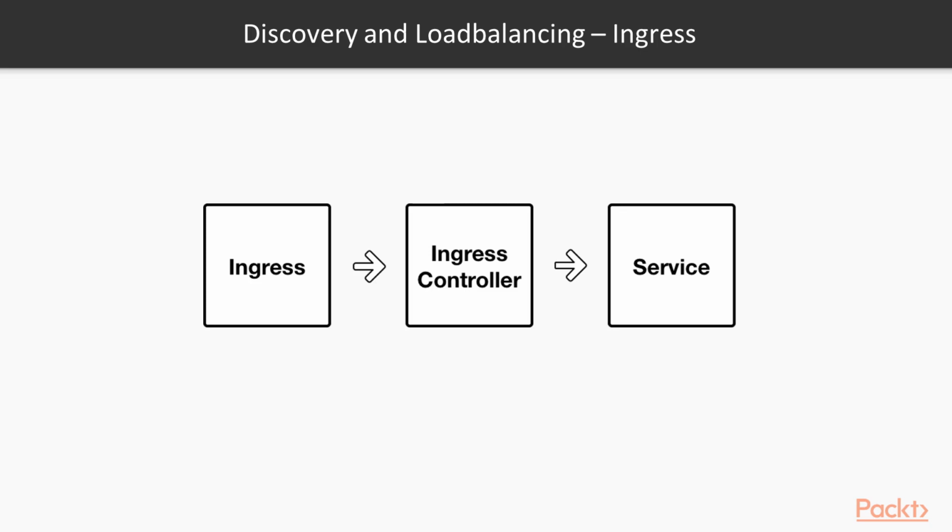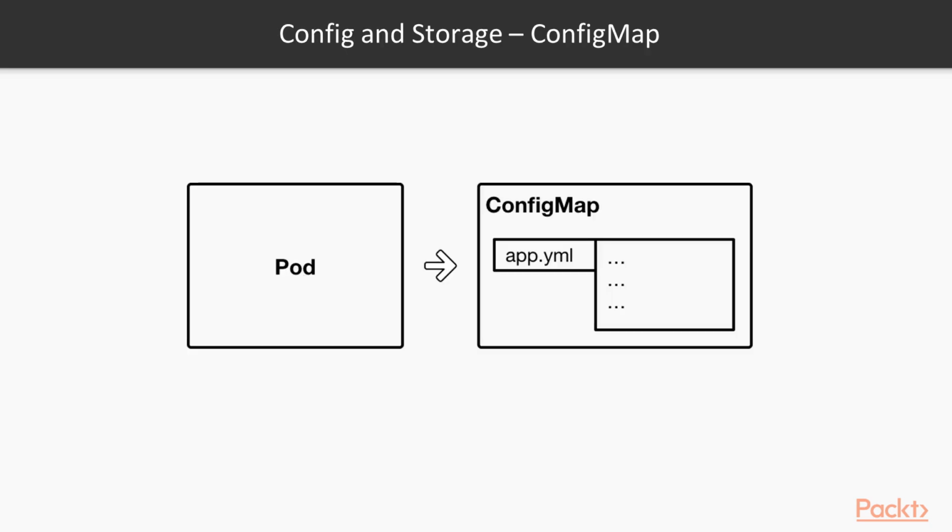Our next category is config and storage, with the first resource being a config map. Rather than putting your application configuration inside a container and building separate containers for each environment, say, you can externalize the configuration into a config map. We can see in this diagram that we have a file called app.yaml, probably for Spring Boot, and it has some configuration in there. That's mounted into the pod at runtime.